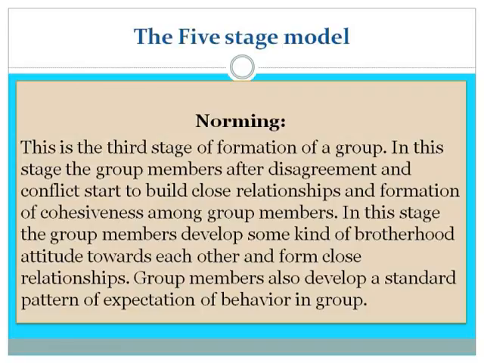Next stage is the norming stage. This is the third stage of formation of a group. In this stage, the group members, after disagreement and conflict, start to build close relationships and cohesiveness among group members. They develop some kind of brotherhood towards each other and form close relationships. So they start getting some bonding between each other. Group members also develop a standard pattern of expectation of behavior in the group.